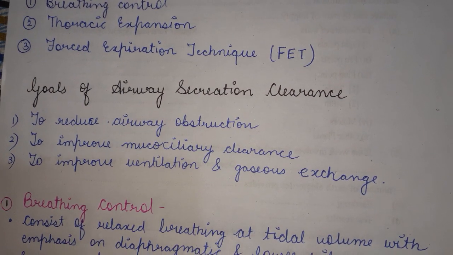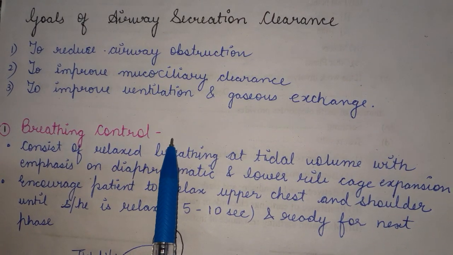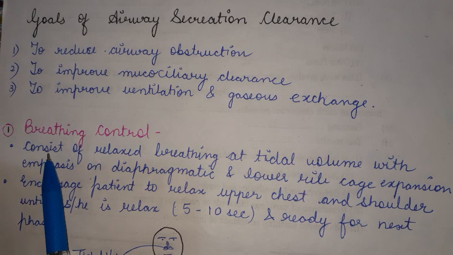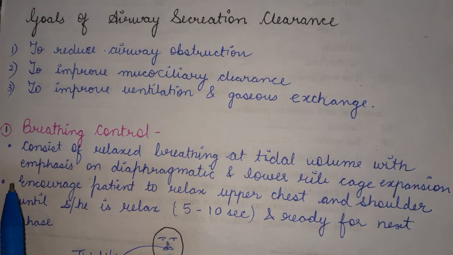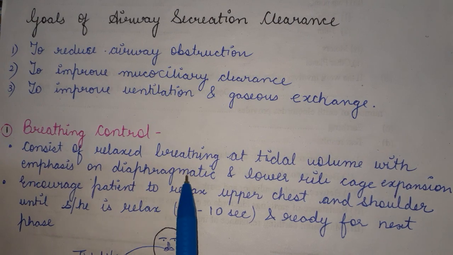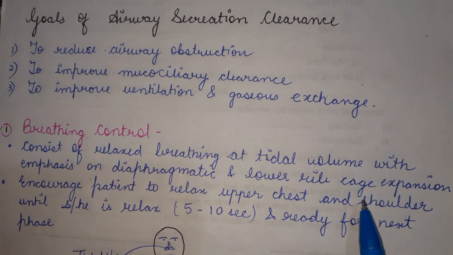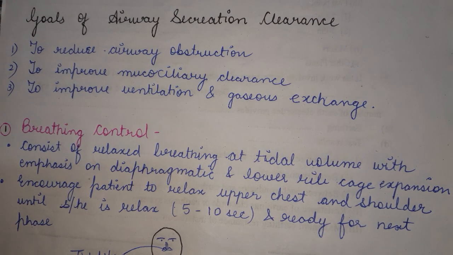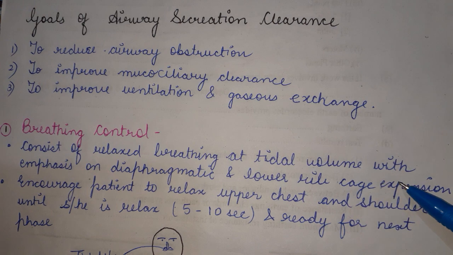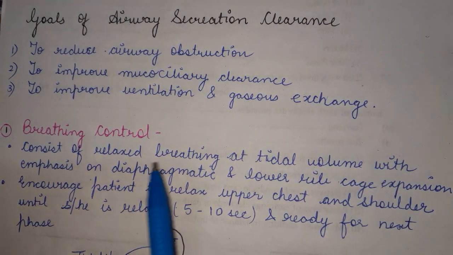Number one of three ventilatory phases is breathing control. So what is breathing control? It mainly consists of the relaxed breathing at a tidal volume with emphasis on diaphragmatic and lower ribcage expansion. It means that it mainly emphasis on the diaphragm and lower ribcage expansion at the tidal volume of relaxed breathing.